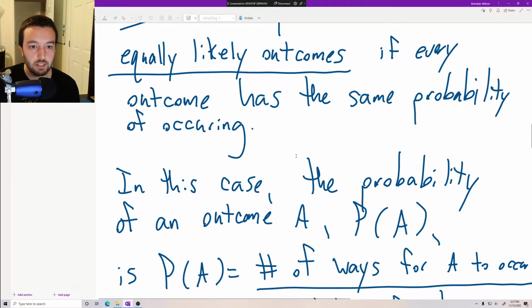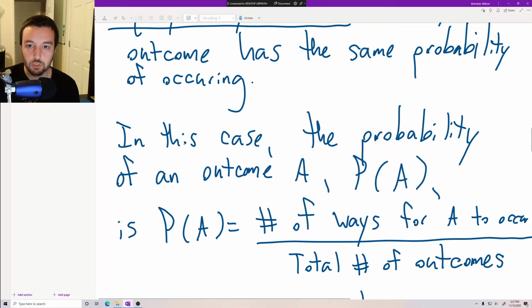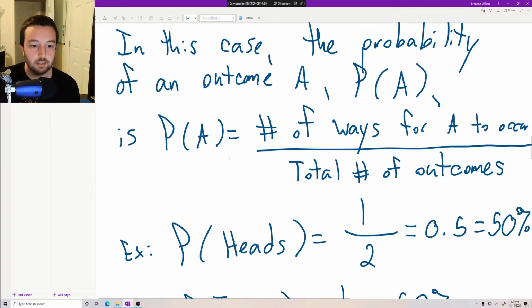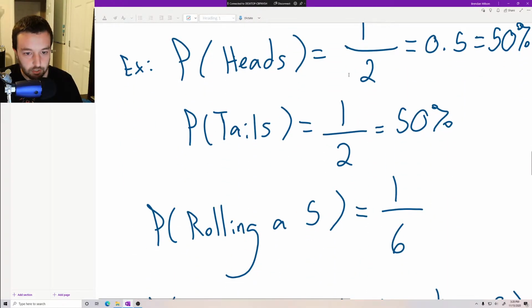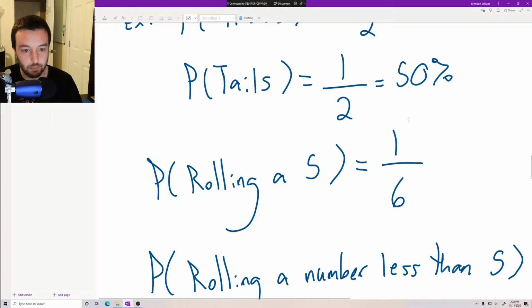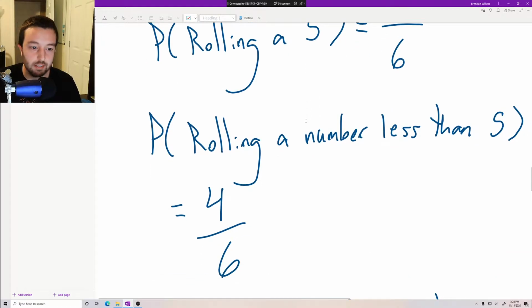And then if we have equally likely outcomes, which we basically always will, at least in our case, this is how we calculate the probability. This is read as the probability of A, whatever A is, is the number of ways for A to occur divided by the total number of outcomes. So we saw the probability of getting a heads is 1/2 when we flip a coin. The probability of rolling a 5 is 1/6 if we roll a 6-sided die.